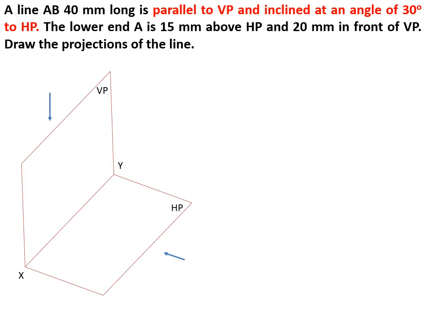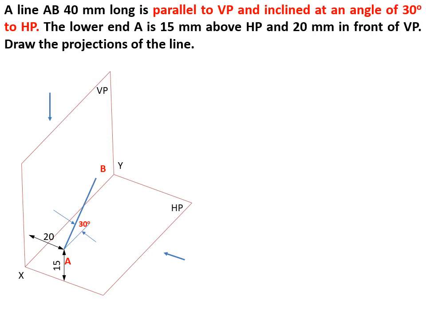Now we are moving on to the next concept: a line which is parallel to one plane and inclined to the other plane. In this problem, it is clearly given as parallel to the vertical plane but inclined to the horizontal plane. In this case, first of all, you have to keep the line parallel to the particular plane. Here it is parallel to VP. You can draw a line which is parallel to VP, but lying on HP. Now you have to make the inclination of the line with respect to the horizontal plane as per the question. It is 30 degrees.